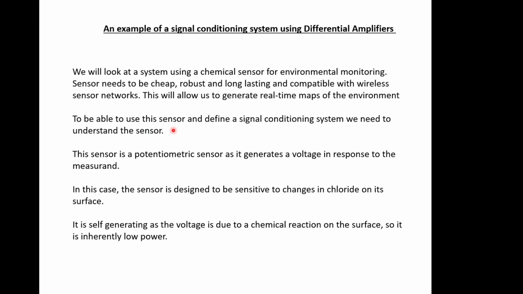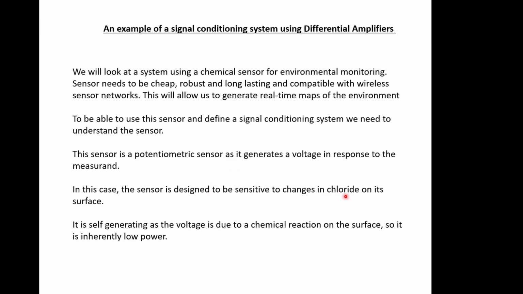So to be able to use this sensor and define a signal conditioning system, we need to understand the sensor and what it is we're trying to measure. And in this case, this sensor is a potentiometric sensor, and that means it generates a voltage in response to whatever's going in. So you get more voltage out of it if there's lots of chloride in the soil or the ground, and you get less voltage out of it if there's no chloride in the soil.